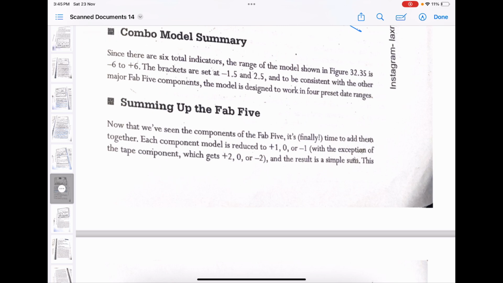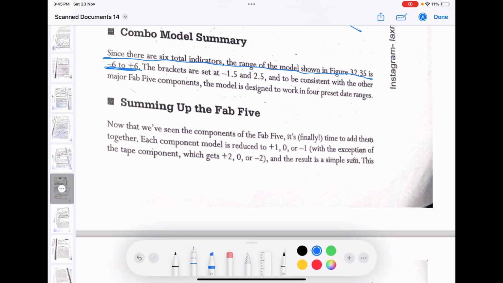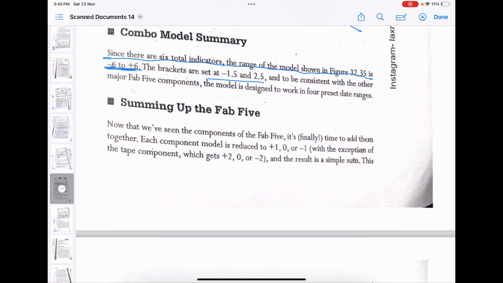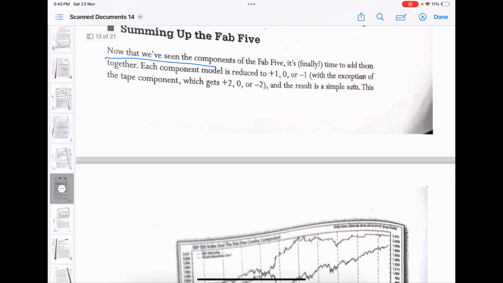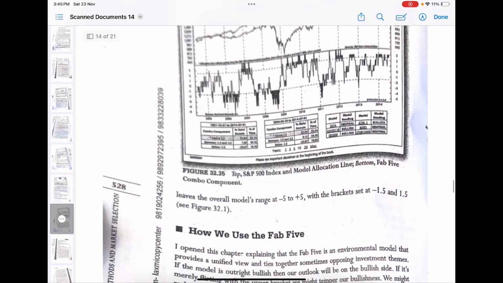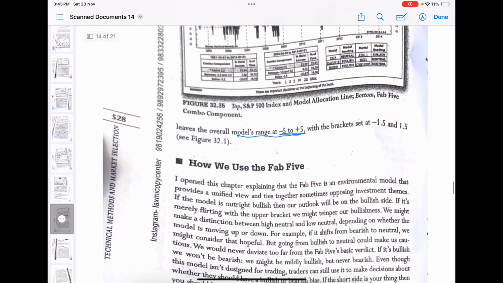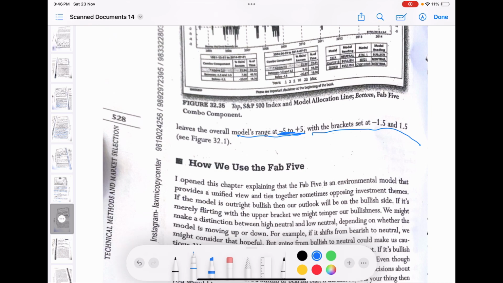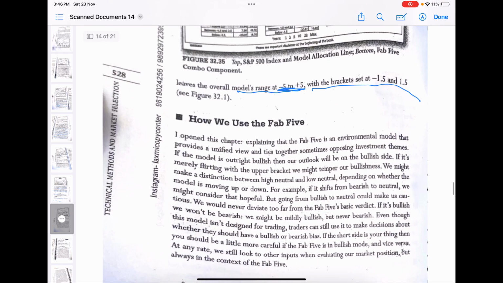Let's talk about the combo model summary. Since there are six total indicators, the range of the model shown is -6 to +6. The brackets are at -5 and 2.5. Now that we've seen all the components of Fab 5, it's finally time to add them together. Each component model is reduced to +1, 0, or -1, except for the tape component. Why? Because we saw the tape component is given double weight, so it is either +2, -2, or 0, and the result is a simple sum. This leaves the overall model range at +5 to -5, with the brackets at -1.5 to 1.5.